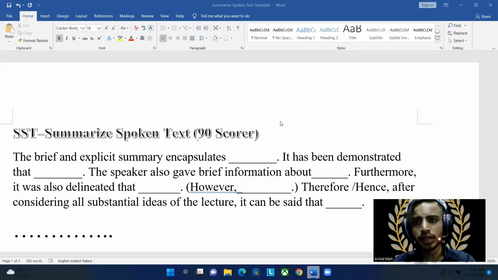At first, we need to understand four things here. To get 90 out of 90 in Summarize Spoken Text, you need to understand each and every thing I'm going to say to you now. Just listen. I will teach you four things, and just try to note down what I say right now. And guys, all the best for 90 out of 90. I am 100% sure that you will get 90 out of 90 if you follow these techniques. Now let's see what the four things are.